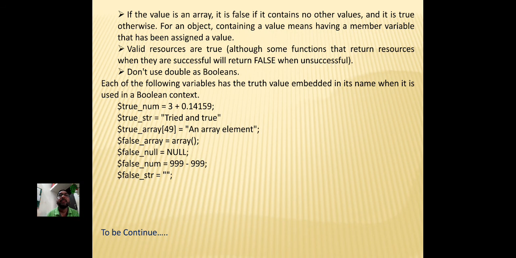So in here: true num, 3 plus 0.14159, true; true string, true array, 49 in an array element, true; false array, false; null, false; num 999 minus 999, false; string, false. To be continued in another lecture.